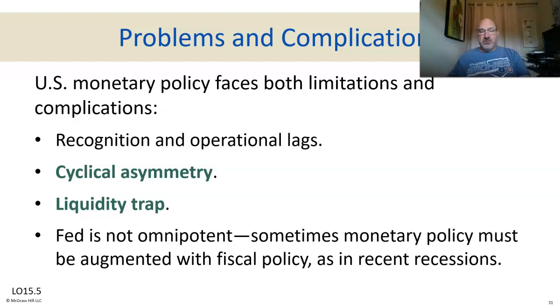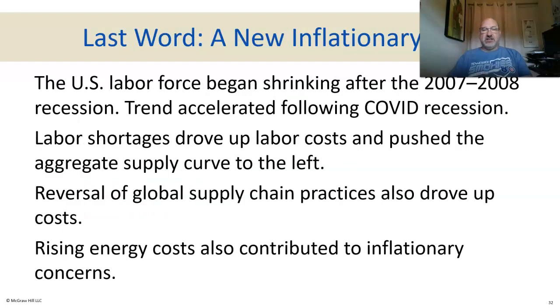Sometimes monetary policy must be augmented with fiscal policy, as they've done in the recent recessions, a lot of Keynesian stuff. So we do have a new inflationary era. The U.S. labor force began shrinking after the 07-08 recession, and that accelerated following the COVID recession. So labor shortages drove up labor costs and pushed the supply curve to the left. Normally it's always going to move right, but now it's moving left, and that's not normal. This reversal of global supply chain practices also drove up costs. The rising energy costs also contributed to inflationary concerns.